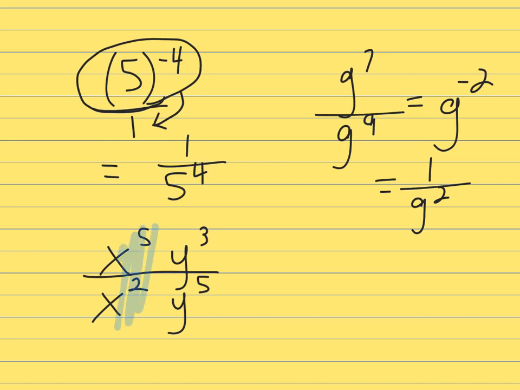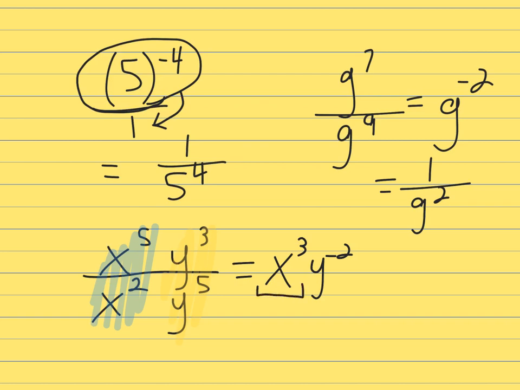So x's to deal with, y's to deal with. So x to the fifth over x to the second, that's x to the third. And then y to the third over y to the fifth, 3 minus 5 is negative 2, so y to the negative second. So this is where some kids will get tripped up. So I want you to think of these as 2 separate terms.